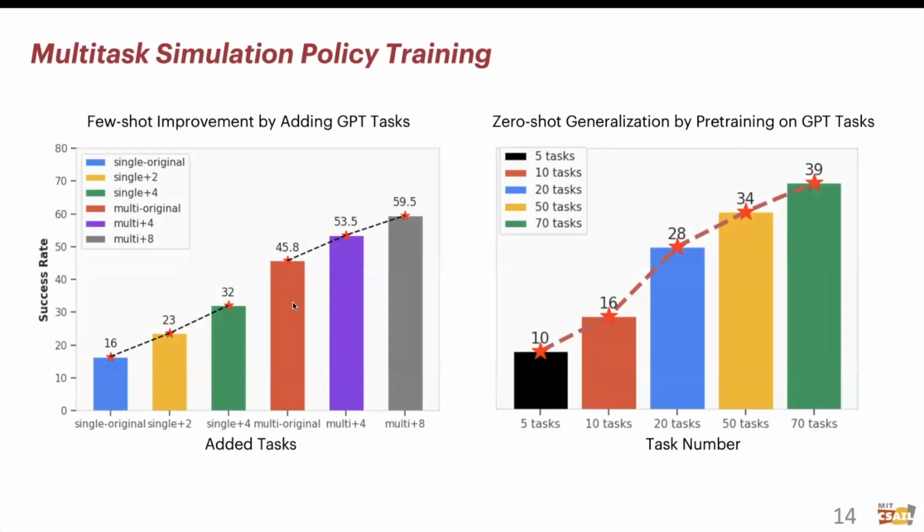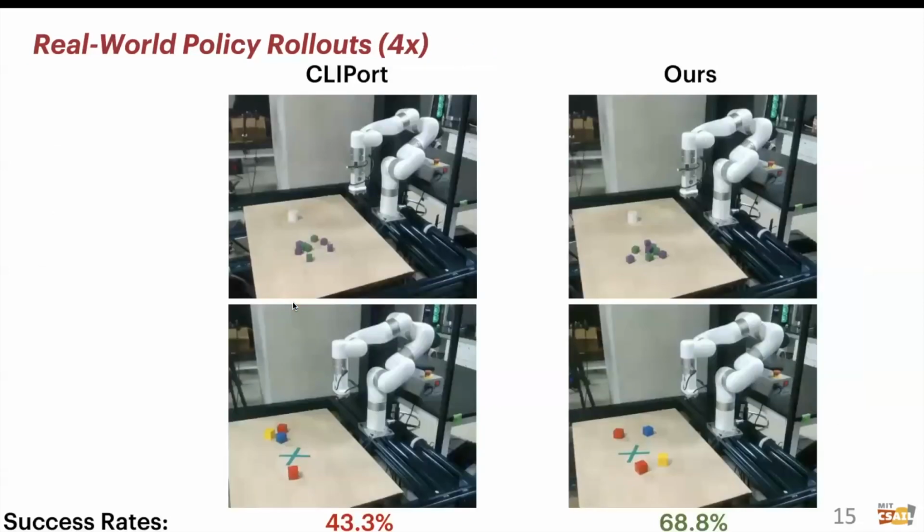We conduct multitask policy training with original CLIPort tasks and GenSim tasks. For both single task and multitask settings, we evaluate CLIPort task performance by adding 2, 4, and 8 tasks from GenSim. We found that with more tasks being added, the performance can consistently improve. We also found that when training on more and more tasks, the policy exhibits stronger and stronger zero-shot generalizations. These results demonstrate the scaling laws of multitask robot policy training.